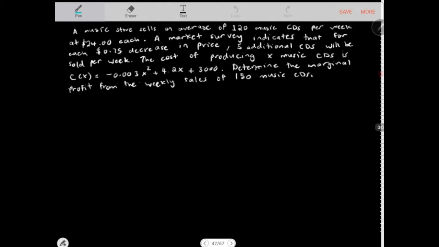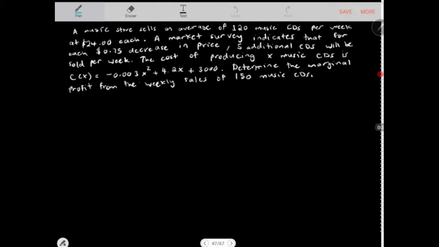All right, let's take a look at an economic or business application of calculus derivatives. A music store sells an average of 120 music CDs per week at $24 each. A market survey indicates that for each 75-cent decrease in price, 5 additional CDs will be sold per week. The cost of producing x music CDs is C(x) = -0.003x² + 4.2x + 3,000. Determine the marginal profit from the weekly sales of 150 music CDs.